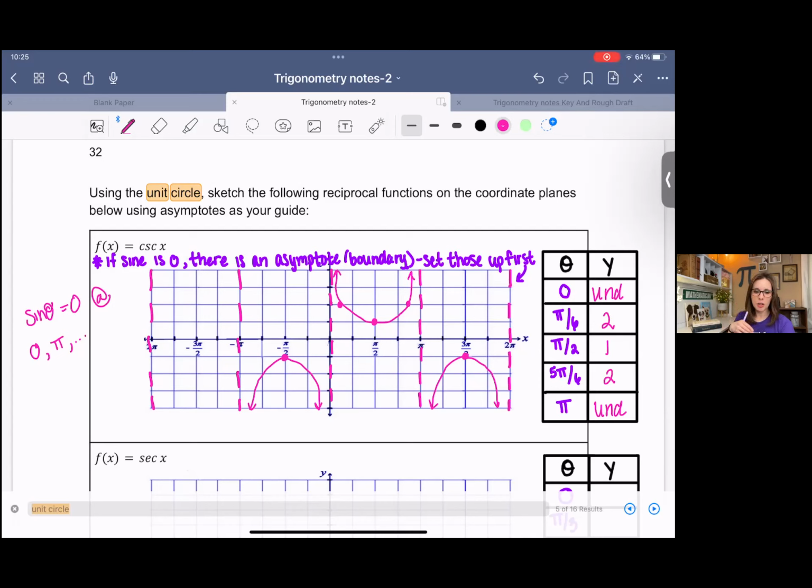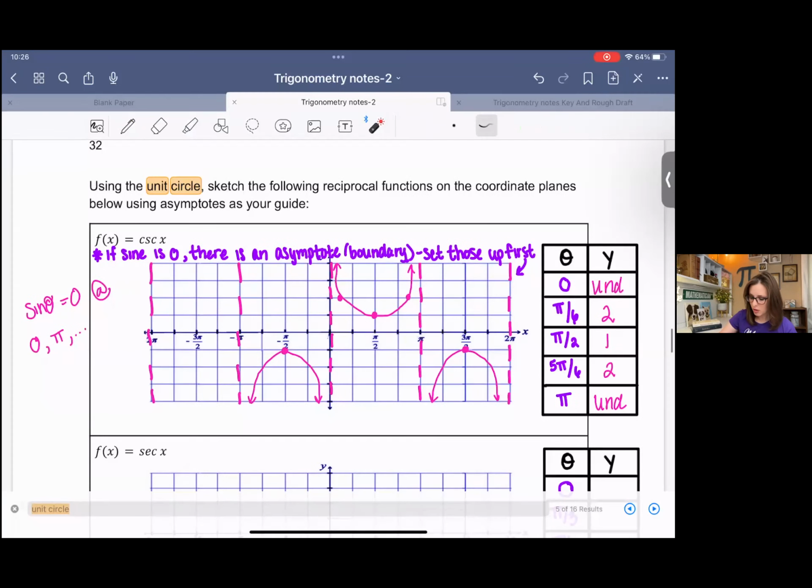And so I put dotted lines on those points, x equals 0, x equals pi, and so on, or theta equals. And then I did some points in between there. Again, I picked some points that I knew were going to come out kind of nicely. At pi over 6, it was 2. At pi over 2, it's 1. At 5 pi over 6, it's 2. And those were easy to graph.